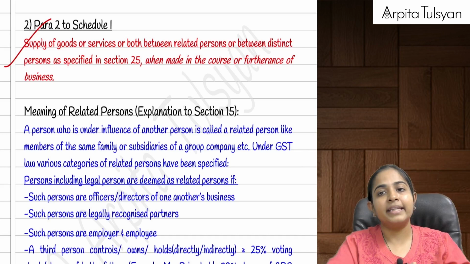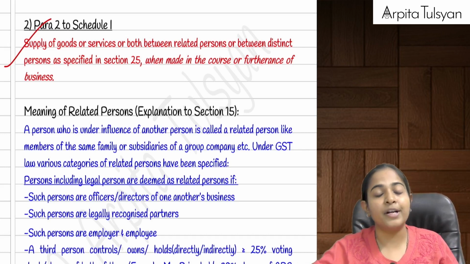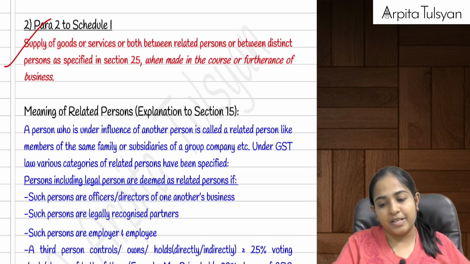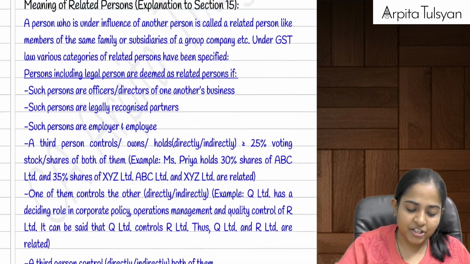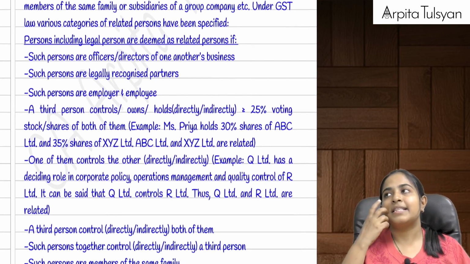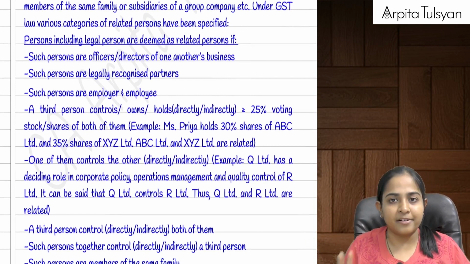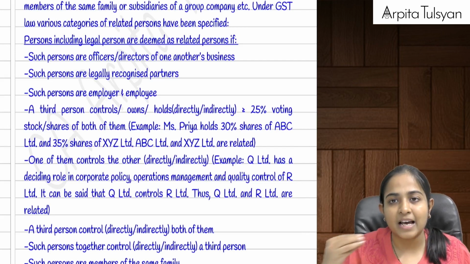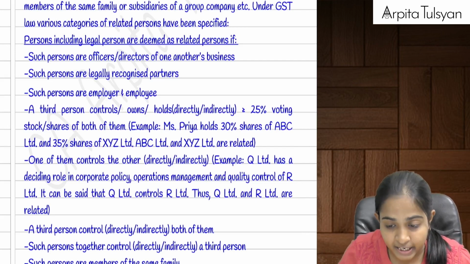The common thing in whatever transactions we are going to study here is that there will be no consideration involved, but they will be done in the course of business. Related person transactions are covered here. Now, let's say there are two partners in a partnership firm. The partners are called related persons.